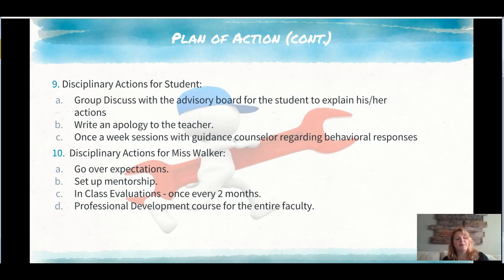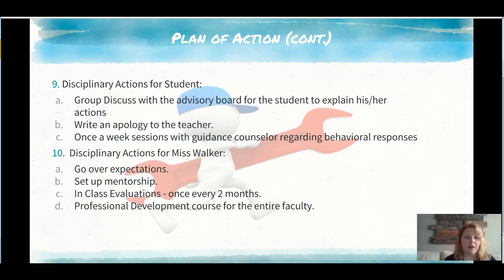So next you have the disciplinary actions of Miss Walker. Miss Walker has very high rigor coursework, so we really need to assess her expectations and go over her curriculum, her syllabus, her classroom expectations.